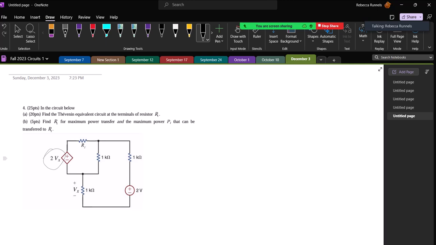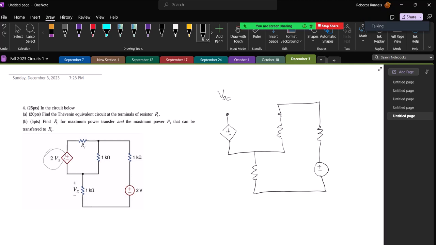But anytime you're going to find a Thevenin equivalent, you always have to find V open circuit. So we'll start with that. V open circuit means I look at the open circuit at where I'm supposed to be finding the Thevenin equivalent circuit. So I make that open. And this is 1 kilo ohm, and this is 1 kilo ohm, and this is 1 kilo ohm. This is 2Vx.